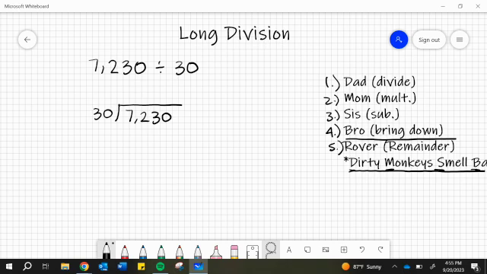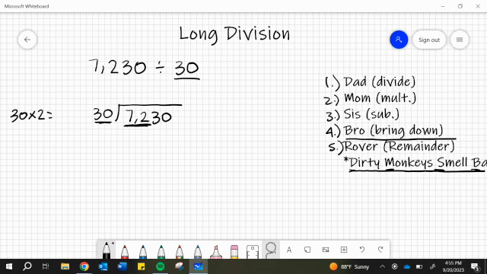Now, when I have a 2-digit divisor, 30 is a 2-digit divisor, it gets a little bit tricky. Now, I selected a multiple of 10 because 30 is a 10, so we can kind of start off easy. I can do the same thing. How many 30s can fit into 7? It cannot fit into 7. 30 is too big. If it's too big, then I move on to 72. 30 is less than 72, right?